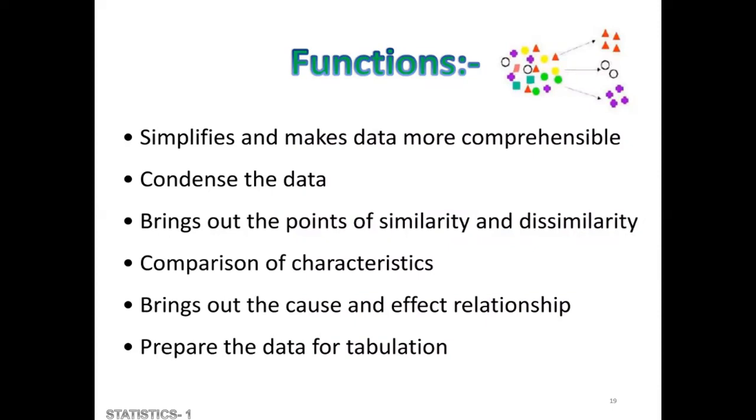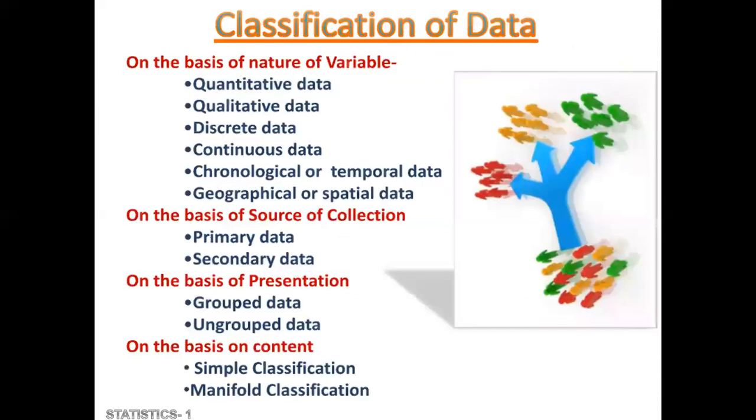Now, for example, you are grouping the data based on population. Here we may divide the population based upon the income level. When you divide the population by income level, we can find out the similarity or dissimilarity that may exist within each group of data. The fourth one is comparison of characteristics of population, it brings out the cause and effect relationship, and prepares the data for tabulation. So these are the functions of classification.